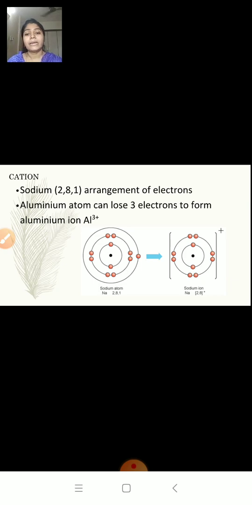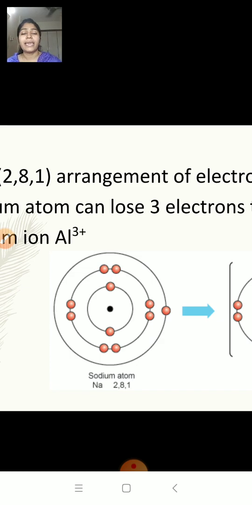Another example is aluminium atom. When aluminium atom loses 3 electrons, it forms aluminium ion, that is Al3+. Now remember, when you're writing this, it will always be 3+ and not +3. So 3+ means aluminium lost 3 electrons and formed an ion.